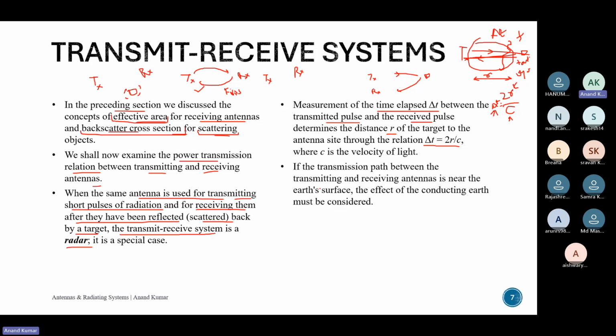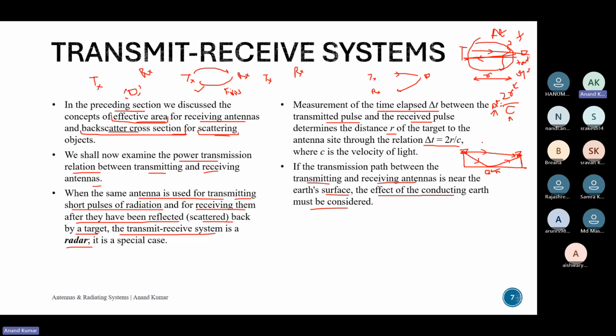If the transmission path between the transmitting and receiving antennas is near the Earth's surface, the effects of the conducting Earth must be considered. This is just an overview of what we'll look at today. Let's say this is Earth, and we have our antenna at some distance like this, and we have our receiver at some distance like this. This is one way where the wave could travel. The other way could be it reflects back from the Earth's surface and then reaches the receiver.